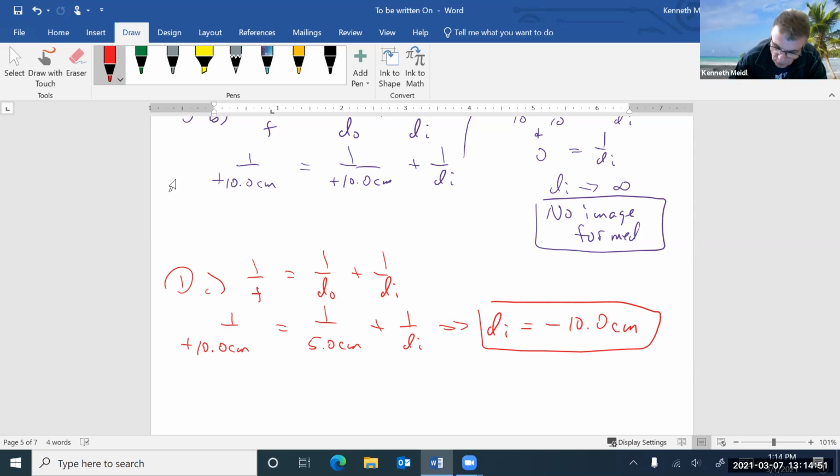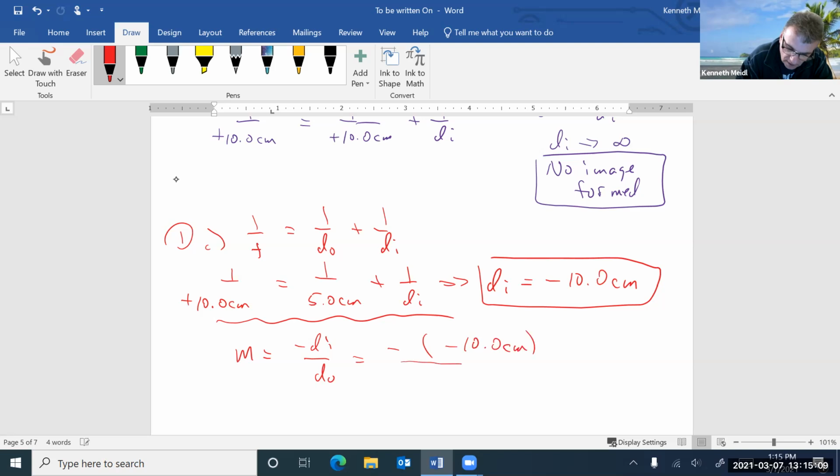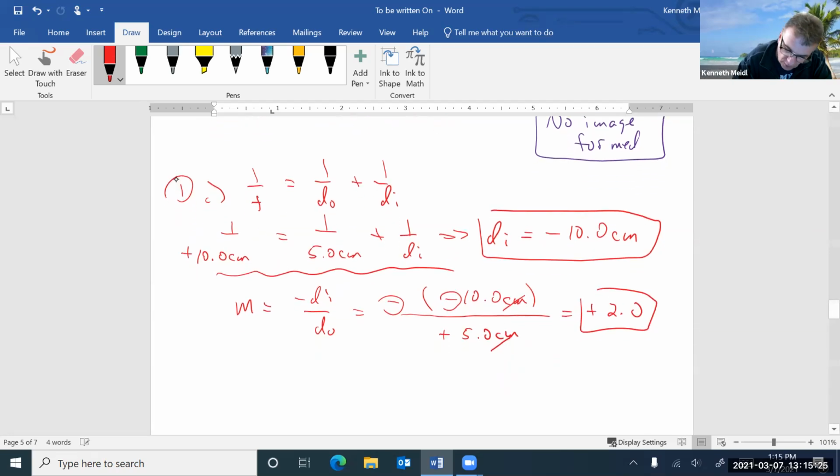Okay, and if I want to fully describe the image here, then I'm going to do a magnification. Magnification is minus di all over do. So there's a built-in minus sign, and di is minus 10 centimeters. And do was positive 5 centimeters. So centimeters cancel. These two minus signs will cancel. And now it looks like I get positive 2. Okay. And so what I have is an upright image.